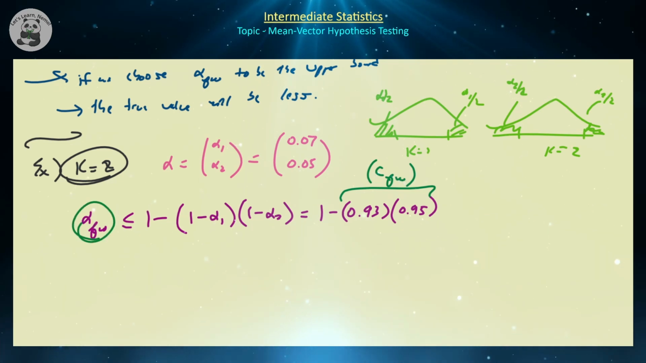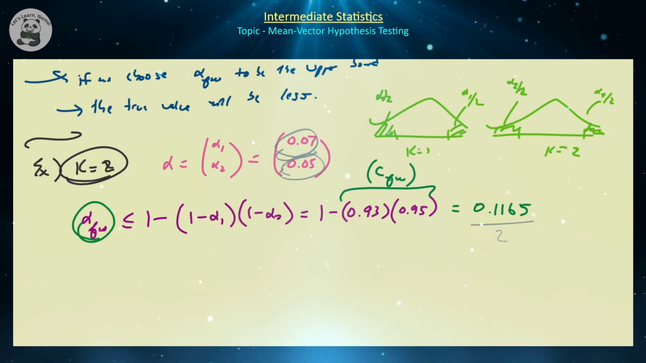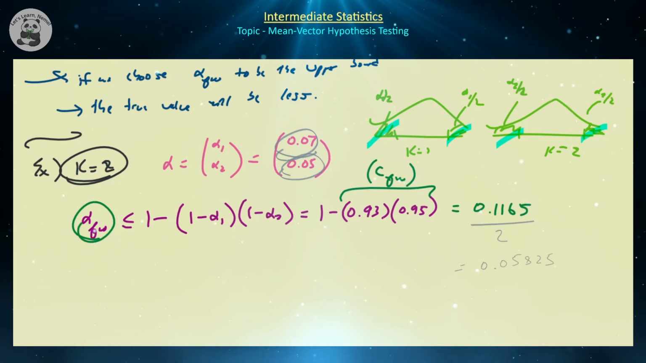So alpha family-wide is going to be less than or equal to an estimate for the family-wide confidence value, and we can find that that's going to be equal to 0.1165, which is higher than both of them combined, right? So when we divide that by 2, we're going to have 0.05825, and that's going to be distributed in every single one of these four tails, right? So instead of doing alpha 1 over 2 in the left and right of the first and alpha 2 over 2 in the left and right of the second, we're going to be doing alpha family-wide upper bound divided by 4 in each of the four tails.